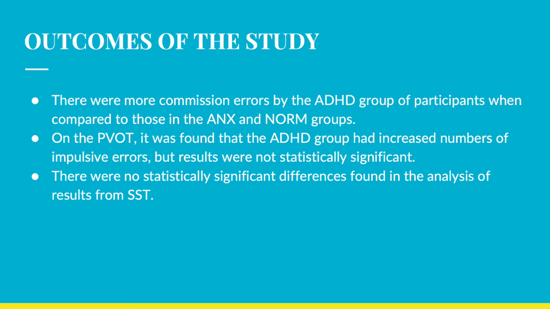There were more commission errors on the CPT by adults with ADHD when compared to anxiety disordered and normal control participants. Commission errors occur when there is a response by the participant, but no response was necessary, i.e., there was no target present. This indicates problems with impulsivity. Results for the PVOT displayed a trend of increasing impulsive errors for adults with ADHD, but these findings were not statistically significant. Lastly, there was no statistically significant difference between the groups while analyzing the results of the Stop Signal Task.